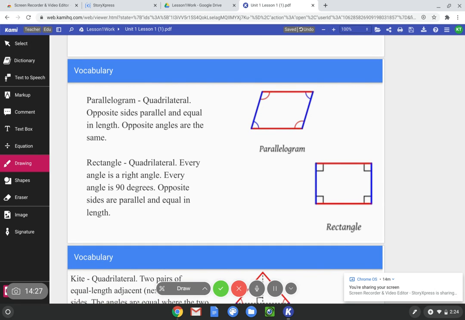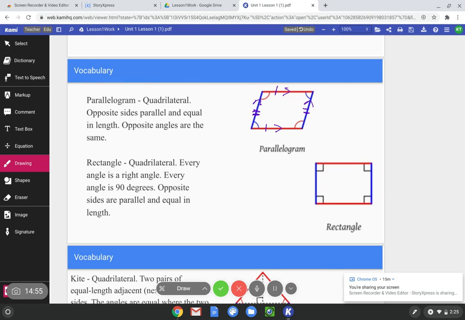Now, a parallelogram is in the quadrilateral family. Opposite sides are parallel and equal in length. So right here, these red lines, they're going to be congruent in length, and they're going to be parallel. Now these blue lines, they're also going to be congruent in length and parallel.